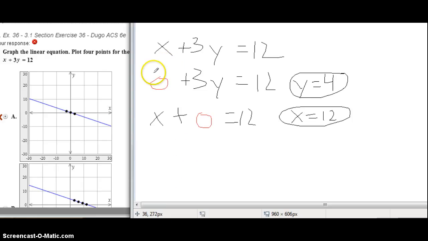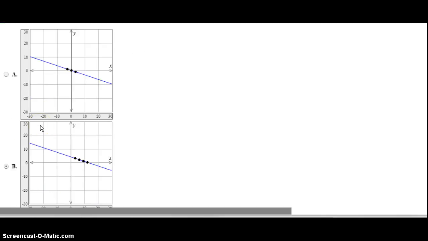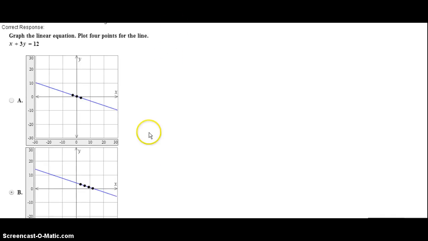So I showed that over here, worked out. If you plug in a 0 for X, you're just going to have 3Y = 12, which means Y would be 4. So one point on your graph should go through the y-axis at 4.